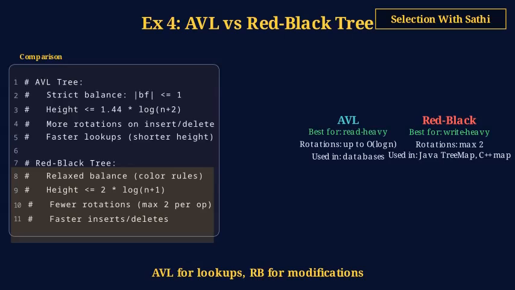But AVL trees require more rotations during insert and delete. Red-black trees need fewer rotations, making them faster for frequent modifications. In practice, AVL is used in databases where lookups dominate. Red-black trees are used in language standard libraries like C++ std::map and Java TreeMap where inserts and deletes are frequent. Gate questions may ask you to compare the two.